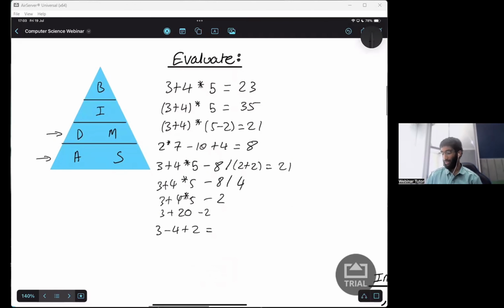Now, this last one here, 3 minus 4 plus 2. Don't make the mistake of adding first and subtracting. We need to go from left to right. So we need to do subtraction first. 3 take away 4 plus 2 should give us 1.